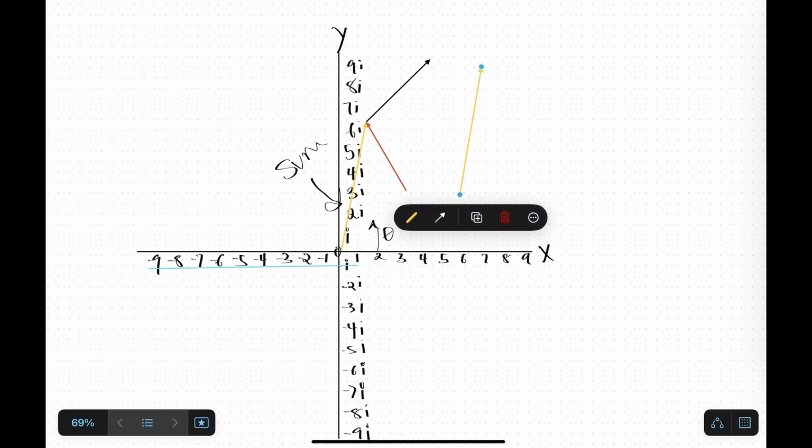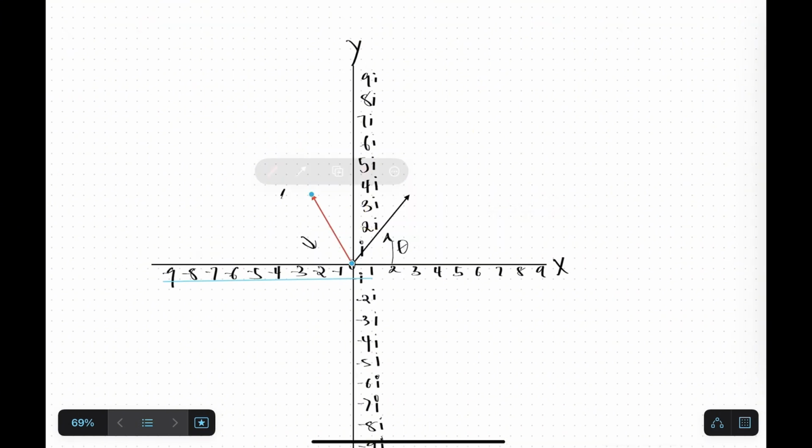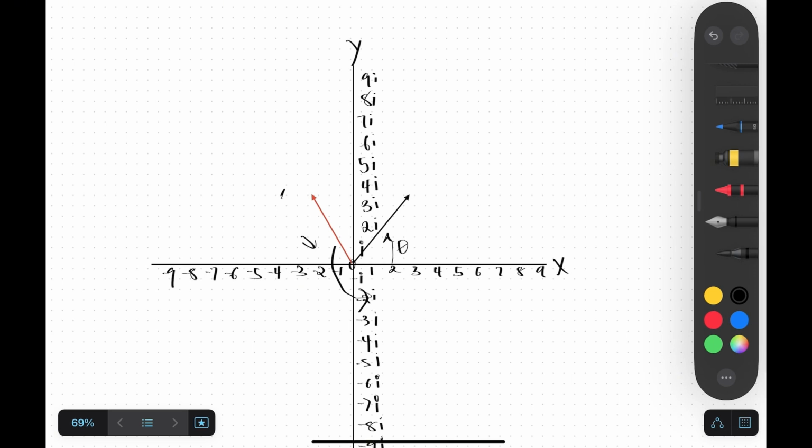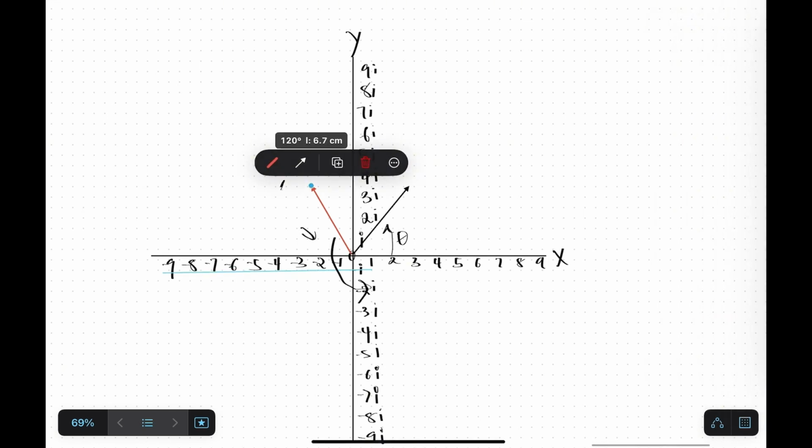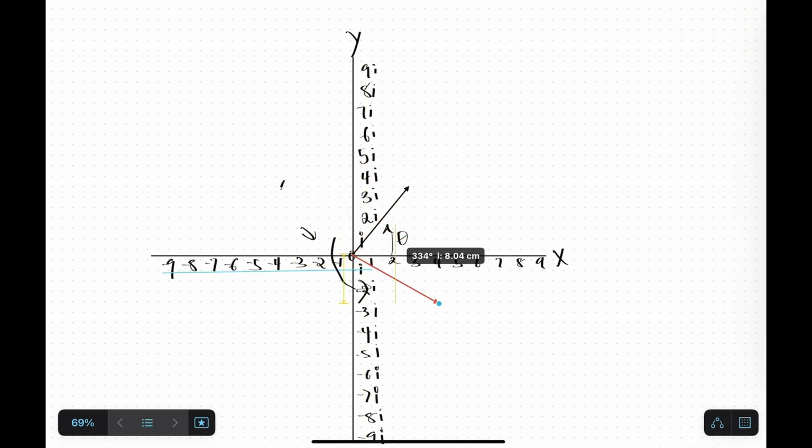To subtract vectors, for example, black vector minus the orange vector, we rotate the orange vector by 180 degrees to obtain its negative. Because when you're subtracting vectors, you're really just adding the negative. After rotating the vector by 180 degrees, we simply add as normal.